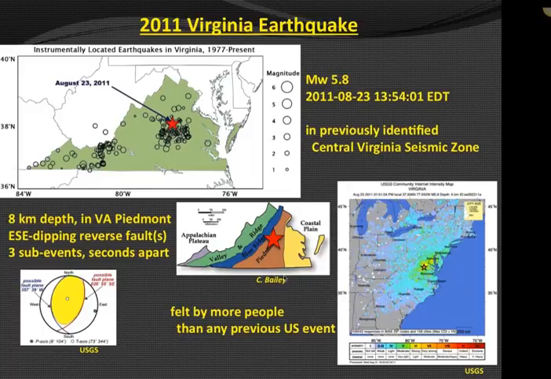Bottom right shows this traditional USGS felt map, and the USGS claims that this earthquake, which was felt all the way from Atlanta to Canada, because it occurred in a highly densely populated area, but also because it occurred in the hard rock terrains of eastern US, was felt by more people than any previous event in the United States. Next slide, please.